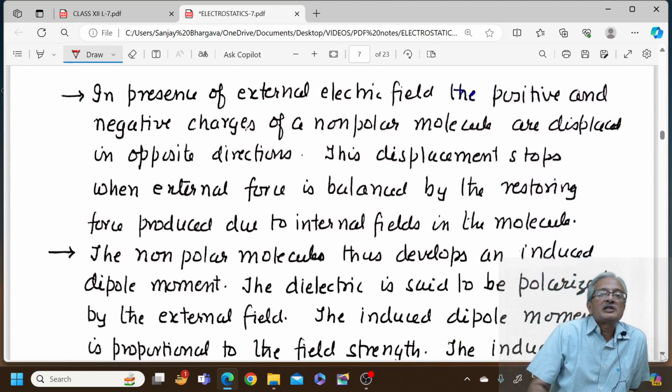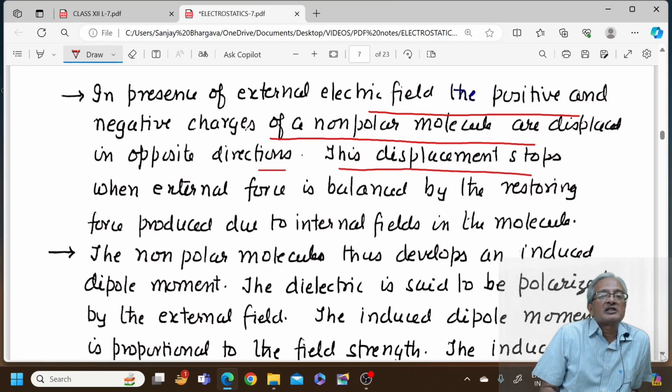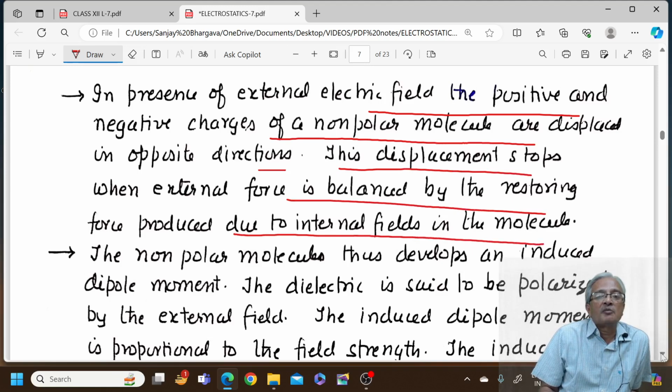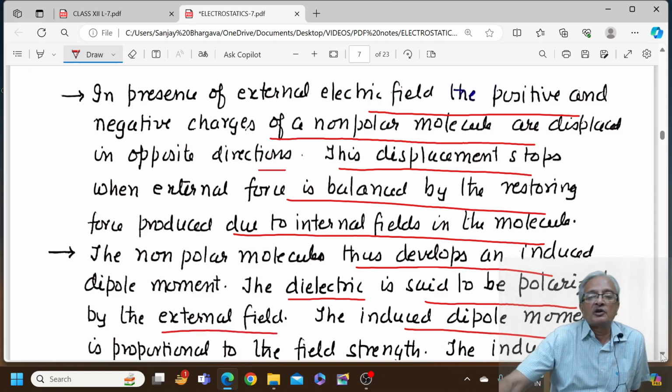What will happen in the presence of electric field? In presence of electric field, the positive and the negative charges of the non-polar molecules are displaced in opposite directions. This displacement stops when the external force is balanced by the restoring force produced due to internal fields in the molecule. The non-polar molecule thus develops an induced dipole moment. The dielectric is now said to be polarized by the external field. The induced dipole moment is proportional to the field strength.